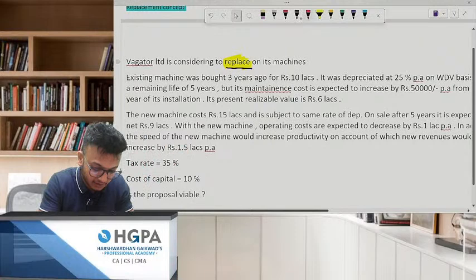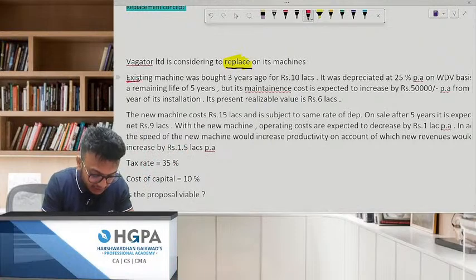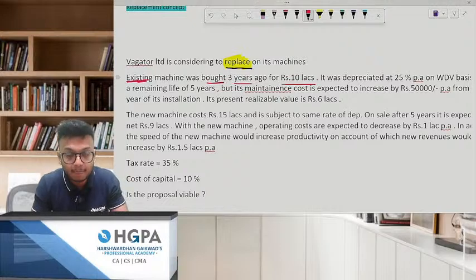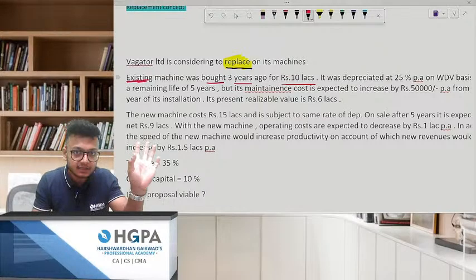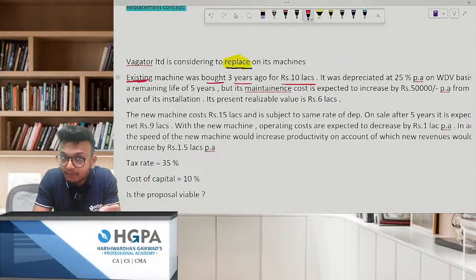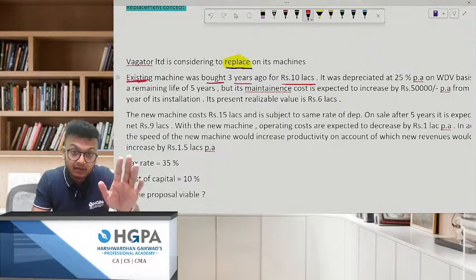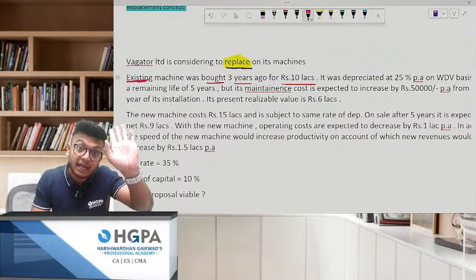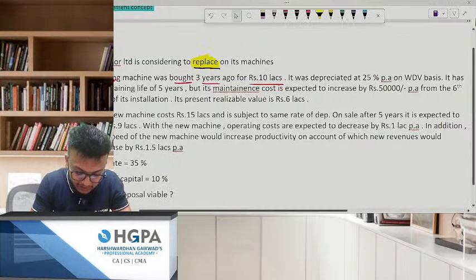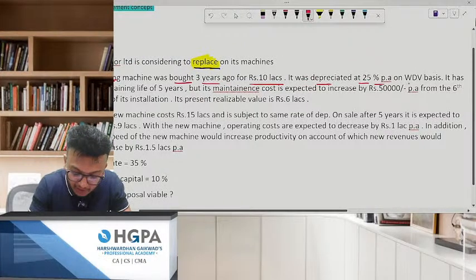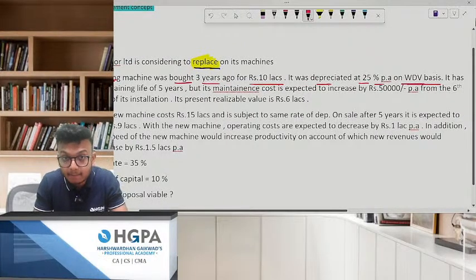Everybody, please pay attention. The existing machine was bought 3 years ago for rupees 10 lakhs. What does this mean? This means that we're standing at the end of the third year. 3 years are already gone now. We're standing at the end of the third year, and the existing machine was bought for how much? 10 lakh rupees. It was depreciated by 25% per annum on WDV basis.